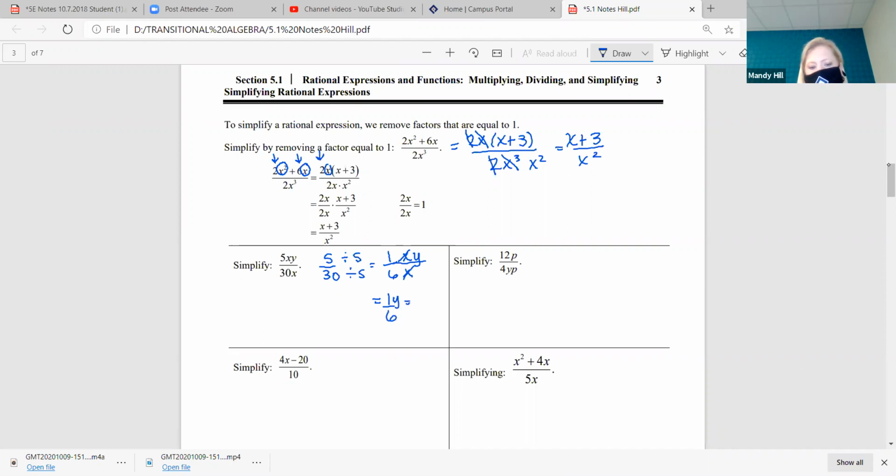That could be written as just y over 6. Some people might pull the 1/6 out front and put the y like that. All 3 of those would be the exact same answer that I'm left with.